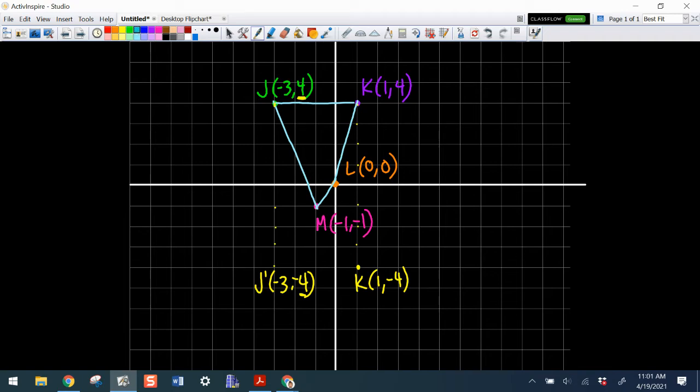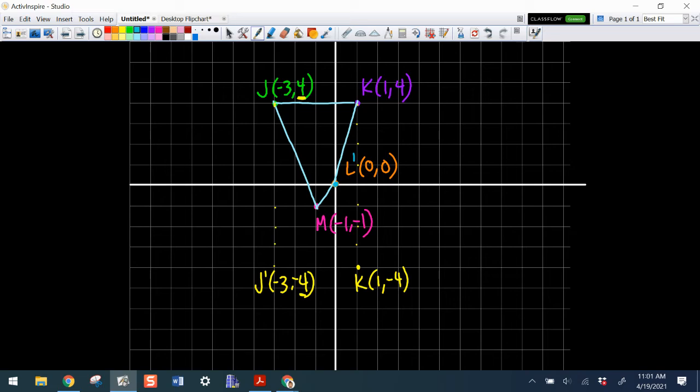Now L is pretty interesting, not just because it's (0, 0). I mean, you're thinking anything times 0 is still 0, or there's no positive or negative 0. One of the reasons that L in this case will not move is because L is on the x-axis, or the line of reflection. So if a point is 0 distance from the line of reflection, it's going to move a 0 distance over the line of reflection. So L and L prime are in the same location.